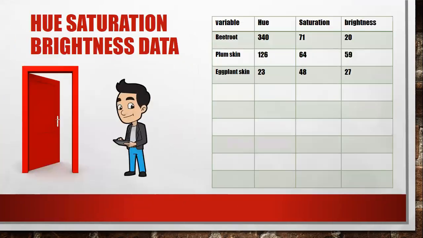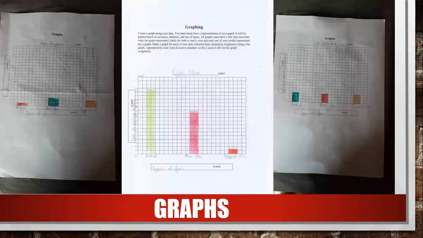And then there's the hue, saturation, brightness data. So my variables were plum skin, beetroot, and eggplant skin, and each one gave the hue, saturation, and brightness. And then there's my graphs. I made a graph for the dye hue, dye saturation, and dye brightness.